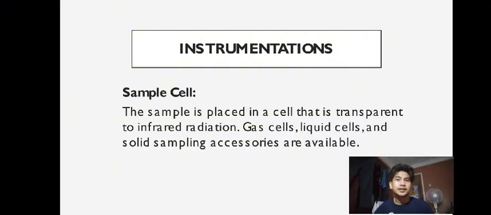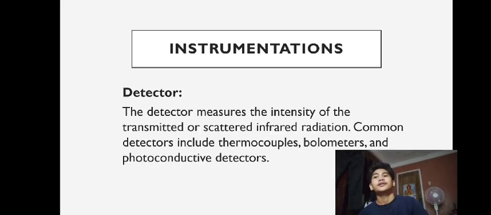Then is the sample cell. The sample is placed in a cell that is transparent to infrared radiation. Gas cells, liquid cells, and solid sampling accessories are available. And the detector. The detector measures the intensity of the transmitted or scattered infrared radiation. Common detectors include thermocouples, bolometers, and photoconductive detectors.